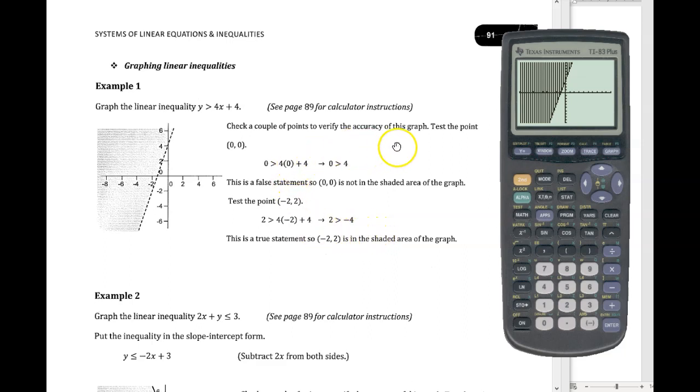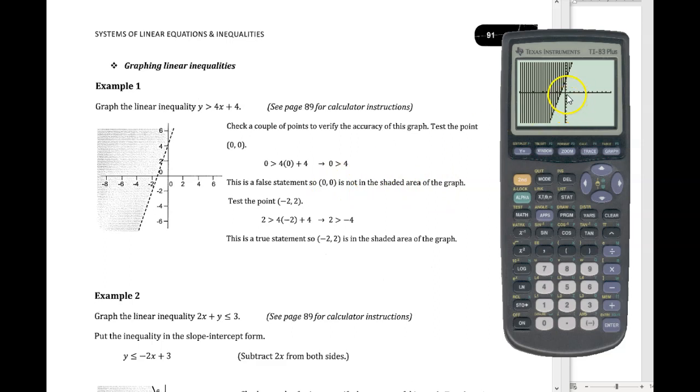We can verify the accuracy of the graph by choosing test points. It can be any point that's not on the line. We plug it into the inequality, and if we get a true statement, that means wherever that test point is on the graph, that's where you should shade. If we get a false statement, that means we do not want to shade that area of the graph.